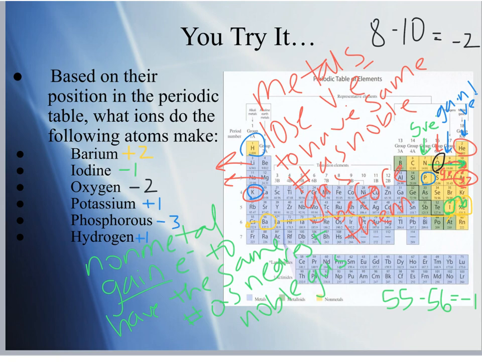So hopefully you guys understand the organization of the periodic table, how to find the number of valence electrons, and then how to figure out if they're going to lose or gain valence electrons and how many. All right, so if you don't understand, go back and rewind and see if you can understand by watching it another time. Okay, otherwise go ahead and ask me in class.